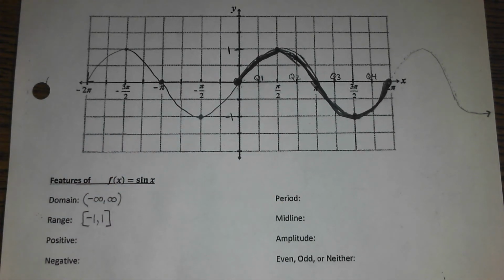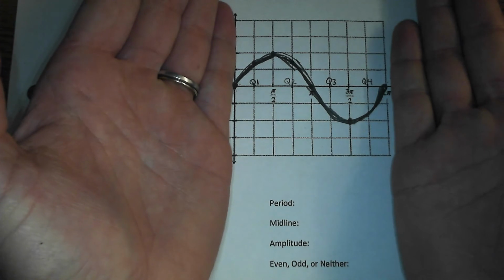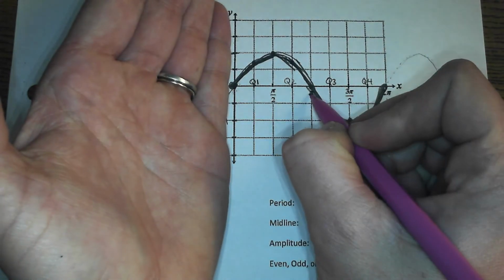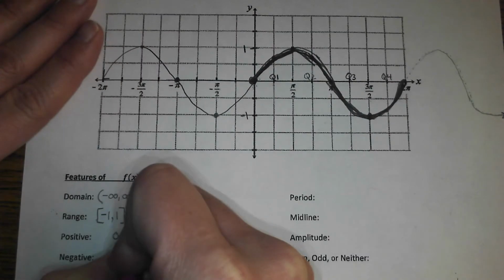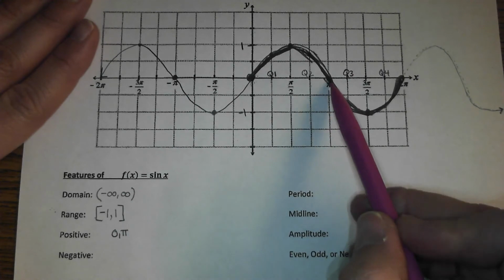Good. The interval notation for where this graph is positive, and we'll just talk about this main section here. It is positive from 0 to pi. Does everyone see that? Because that's where it's above the x-axis. So from 0 to pi, and then it's negative from pi to 2 pi.